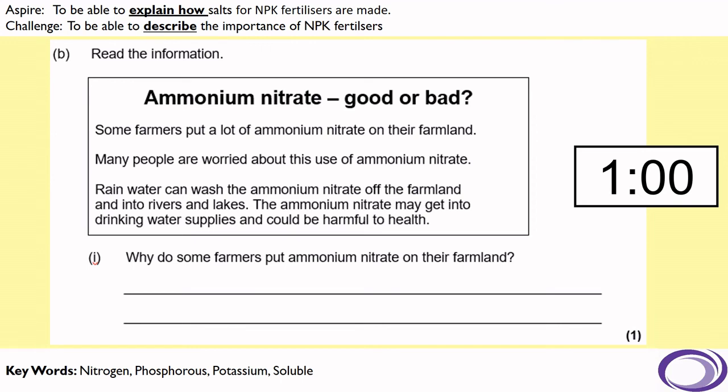Okay, so for the next one I need you to read the information on the screen. So you may need to pause the video to give yourself a little bit more time. The question to answer at the end of that information is, why do some farmers put ammonium nitrate on their farmland?